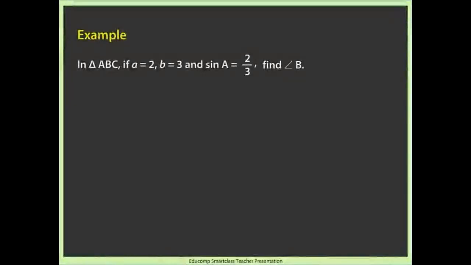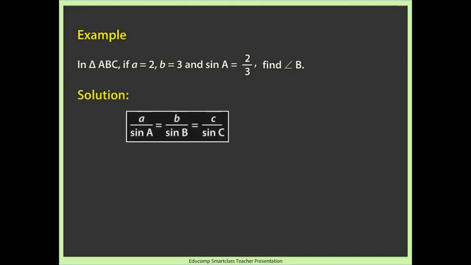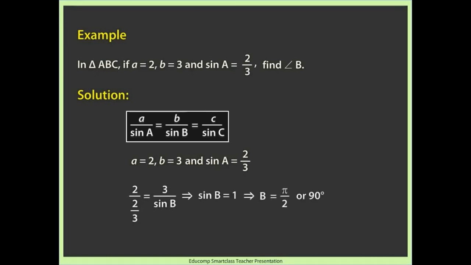Let us consider an example to understand how the sine rule can be applied. In a triangle ABC, if a is equal to 2, b is equal to 3 and sine A is equal to 2 over 3, then find angle B. Since we know that here a is equal to 2 and b is equal to 3 and sine A is equal to 2 over 3, thus we have 2 over 2 over 3 is equal to 3 over sine B. This implies that sine B is equal to 1 or B is equal to pi over 2 or 90 degrees.